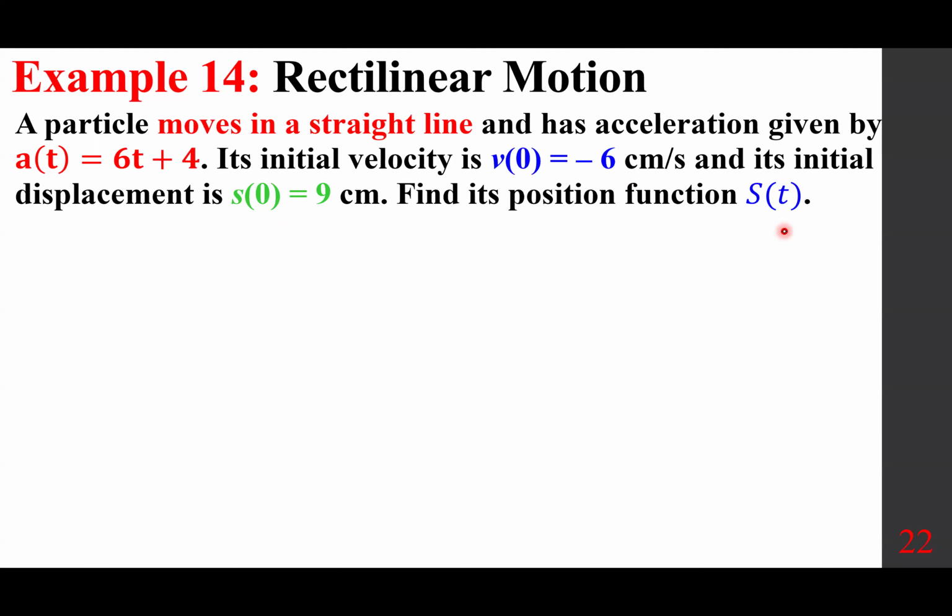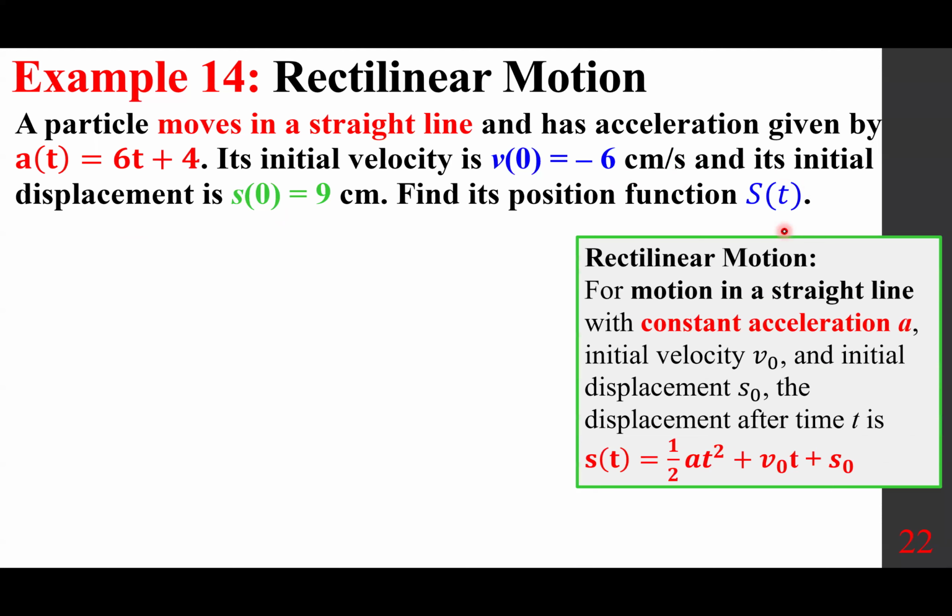So what is a rectilinear motion? Rectilinear motion. For motion in a straight line with constant acceleration, acceleration is constant. Initial velocity of v sub 0 and initial displacement s sub 0. The displacement after time t is s of t equals half of a t squared plus v0 t plus s sub 0. So rectilinear motion says acceleration is fixed.